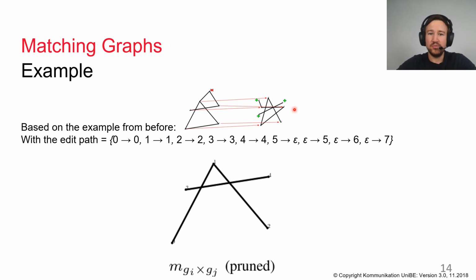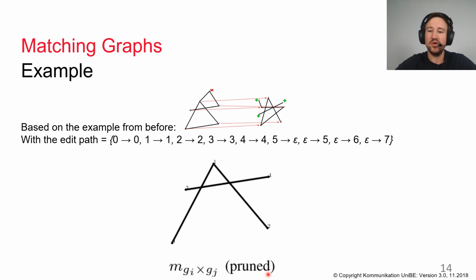So here on the top, you can see the example edit path from before, and I will now explain how the source matching graph is built. We start by taking all the nodes that are substituted. Those would be the ones here, 1, 2, 4. And it's important to notice that all the nodes that are deleted or inserted are not in the matching graph. As you can see, I've called this here pruned.